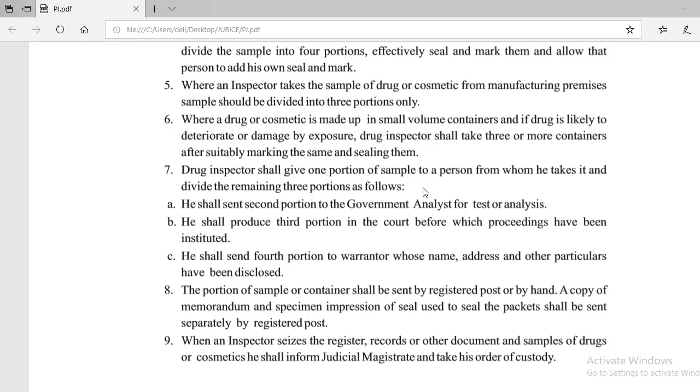Of these, he shall send the 2nd portion to the government analyst for test or analysis, simple, to the government analyst. He shall produce the 3rd portion in the court before which proceedings have been instituted. Okay. So he will give that one portion to the court. Then the last portion goes to the warrantor whose name, address and other particulars have been disclosed. Okay. He shall send the fourth portion to the warrantor whose name, address and other particulars have been disclosed.